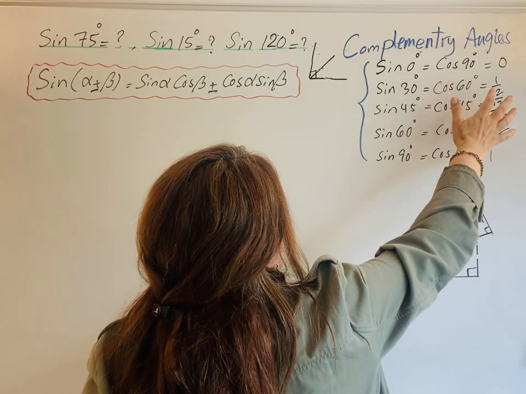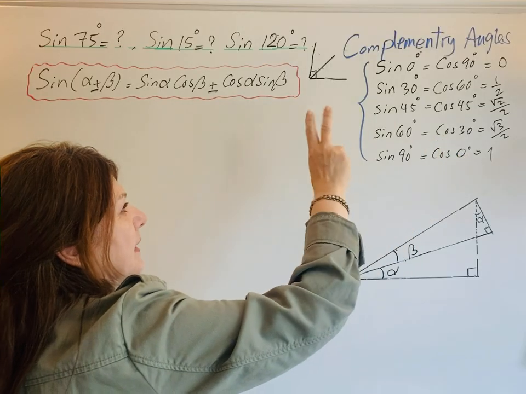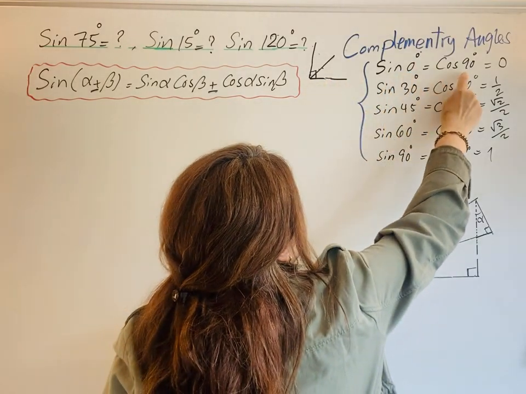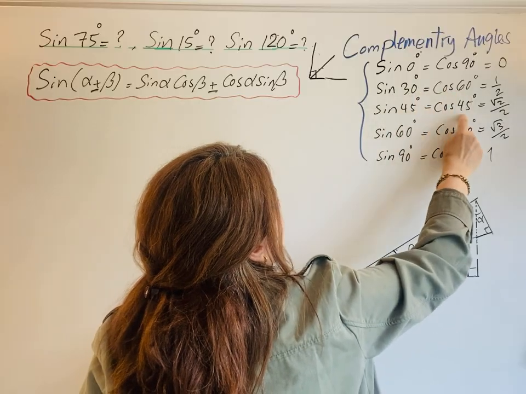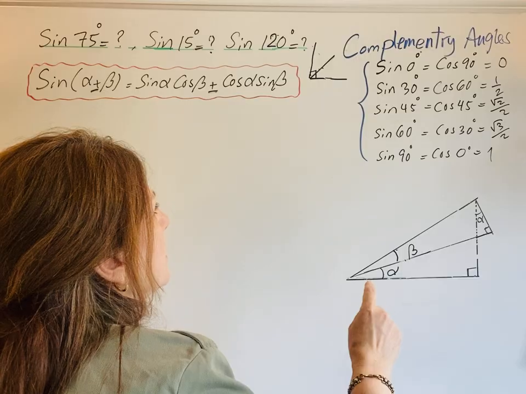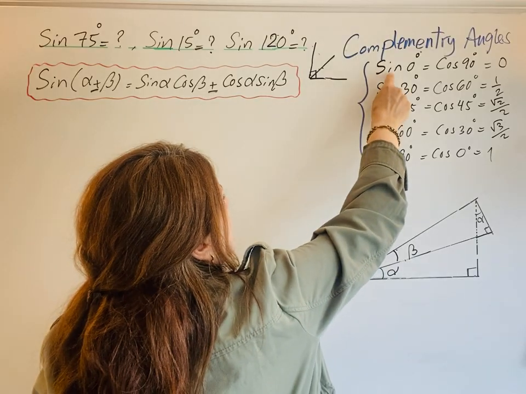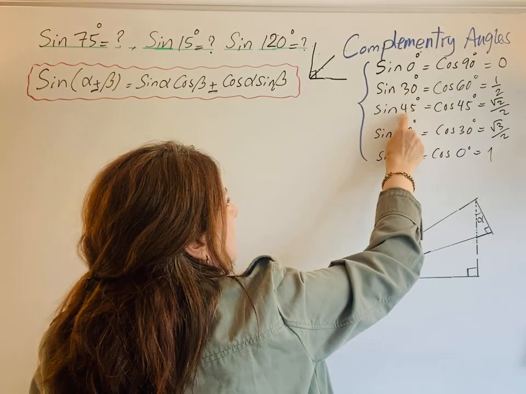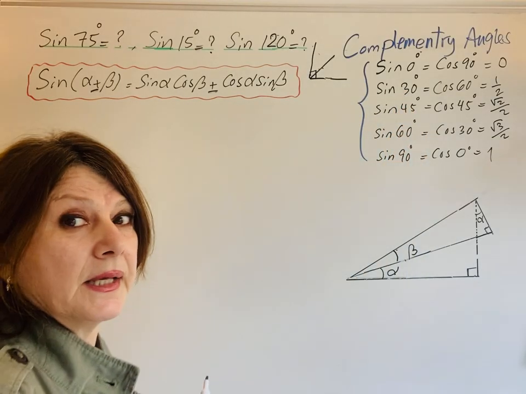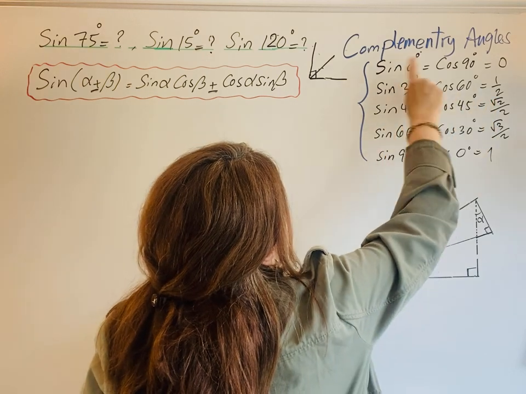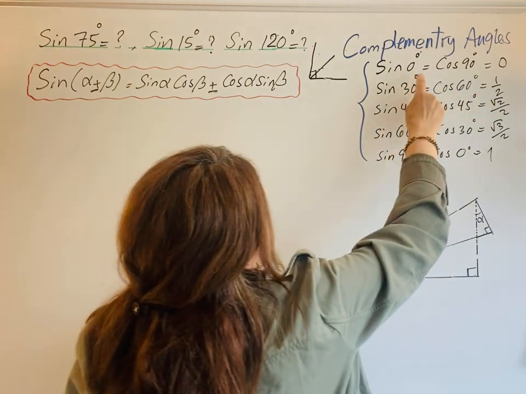Complementary angles are two angles such that the sum of them gets 90 degrees, like 0 and 90, 30 and 60, 45 and 45, and so on. We were supposed to memorize just this one, sine of 0, 30, 45, 60, and 90 degrees, because if you know this one, you can calculate the complementary angle.